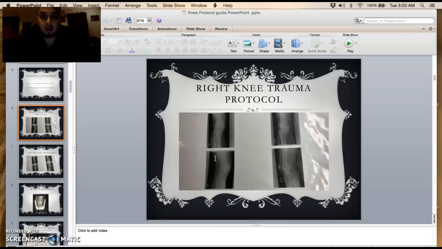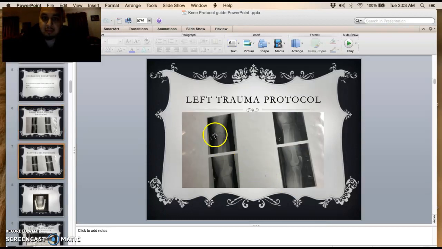So the 4 view protocol for knees is AP, which is this one right here, then an oblique, another oblique, so this is your internal oblique, your external oblique, and your lateral side view. Frontal view, 2 obliques, internal and external, and your side view. Same thing here: that was the right, this is the left, AP, internal, external, and then your side view here.